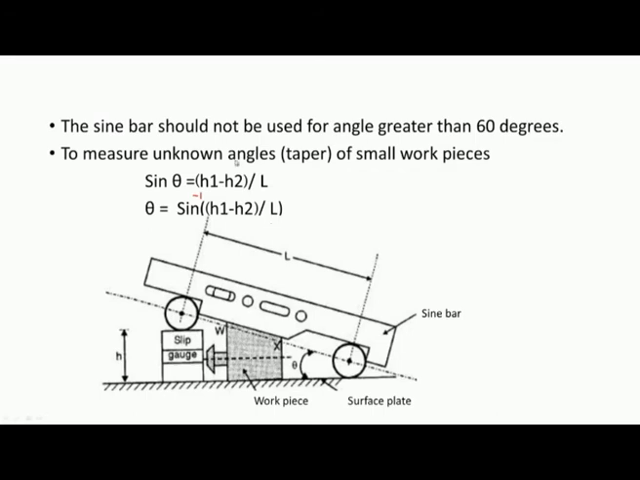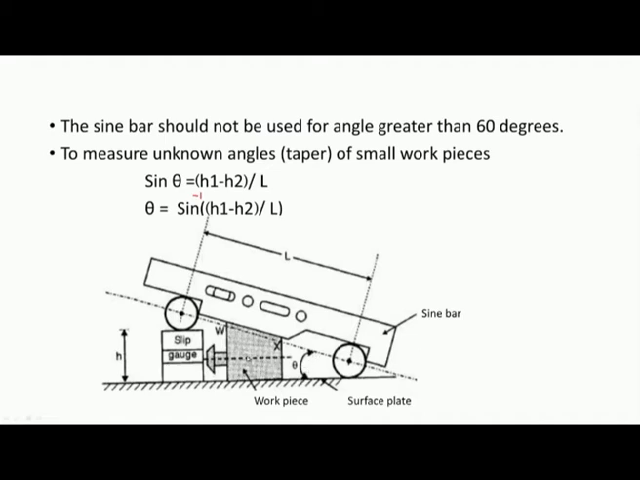Now, these sine bars should not be used for angles greater than 60 degrees. For smaller angles, these can be used to get precise angular values. To measure unknown angles or tapers of small workpieces, these sine bars are preferred, and you can see the arrangement of how we can use a sine bar for measurement of taper angle. You can see here, this is the workpiece, and we need to measure the taper or the angle between this surface and this surface. This is the angle that is to be measured.